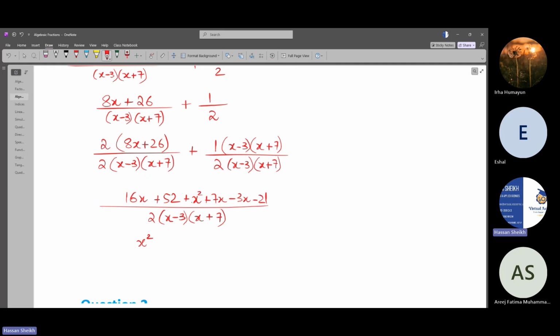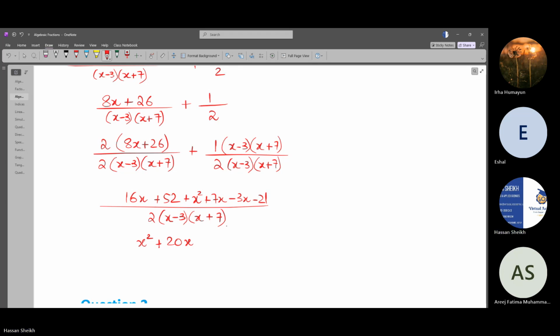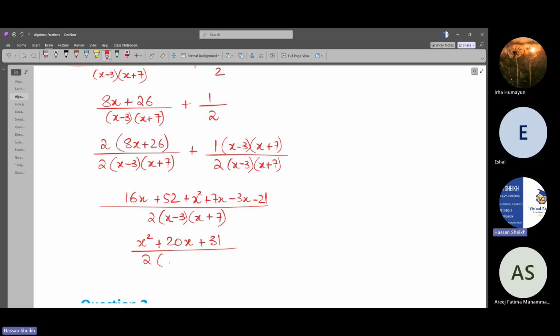Does x squared have any like term? No. So we keep it as x squared. And then 16x plus 7x is how much? That is 23x. 23x minus 3x is 20x. And then 52 minus 21 is 31. Divided by 2 times x minus 3 and x plus 7. And if you wish to solve this bracket, you can.